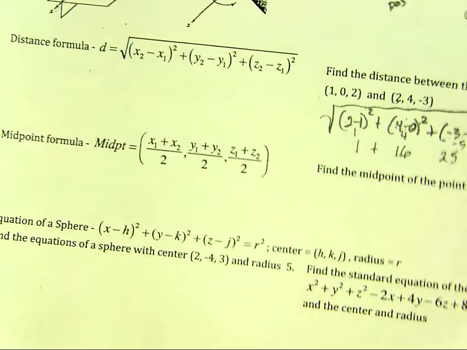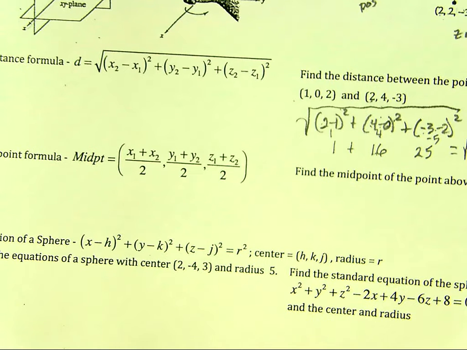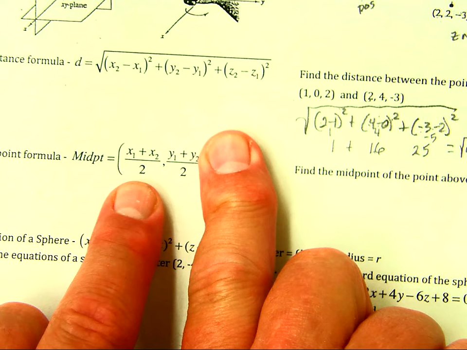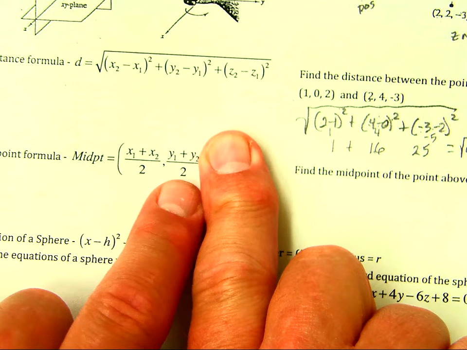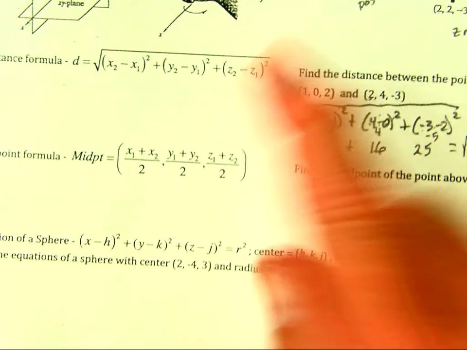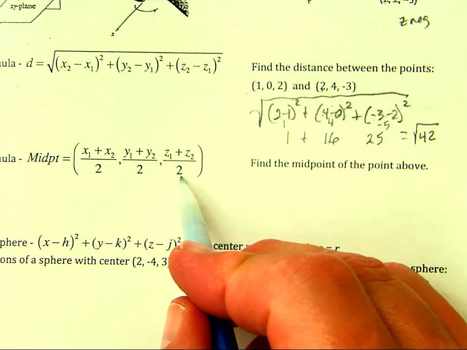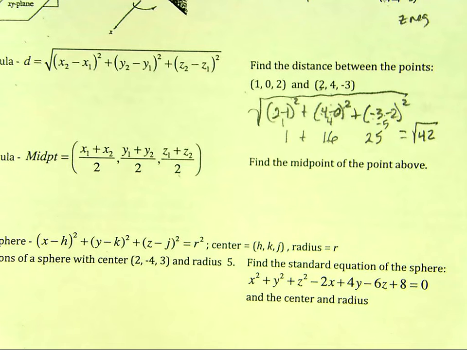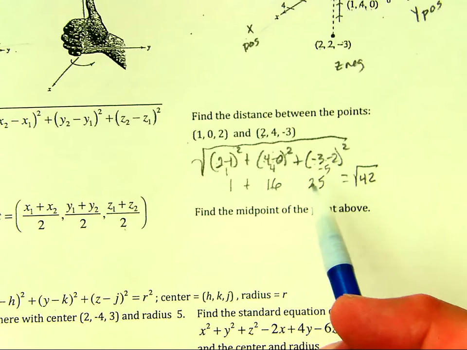Midpoint formula. You did midpoint back before. Again, midpoint with 2 looks like that. We average the x's, so x1 plus x2 over 2. And then we average the y's, y1 plus y2 over 2. All we do for 3 dimensions is we average the z's, z1 plus z2 over 2. So if I wanted to find the midpoint of this point up here, we just do that.